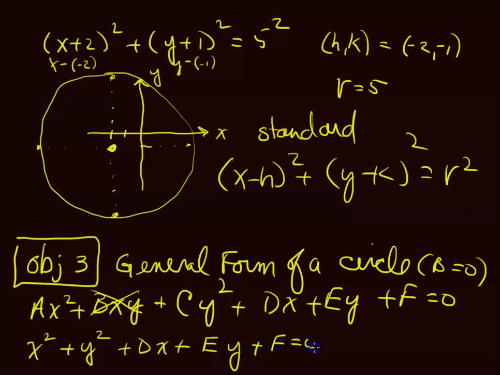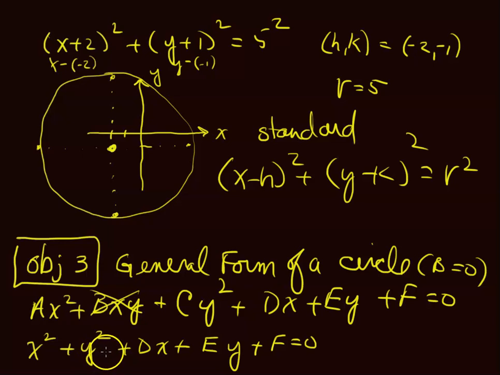Plus f equals 0. Our book probably says this can be a, b, and c, but I'm going to call it d, e, and f. A and c are the same. Really, it's what I used on that previous screen to figure out how to put this in standard form. So it's x squared, then y squared, then x, then y, then a constant. That's the general form of a circle. If you got 2x squared and 2y squared, you might as well divide everybody by 2. Get it down to the x squared and y squared.